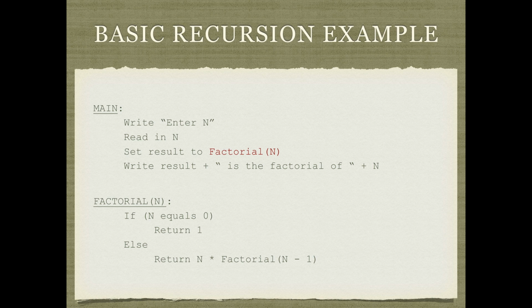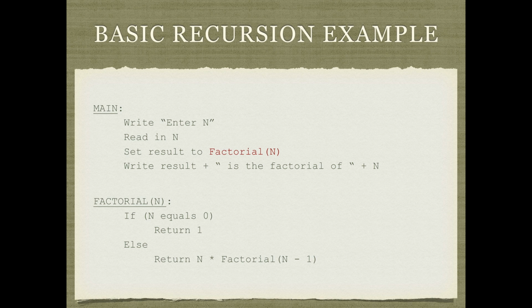So go back up to the factorial call again. Factorial of 4. 4 does not equal 0, so go to the else block and return the value of 4 times whatever the result of factorial is of 4 minus 1, which is 3. And then 3 returns 3 times factorial of 2. 2 returns 2 times factorial of 1. 1 returns 1 times factorial of 0.